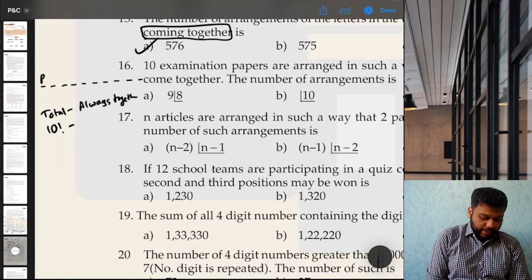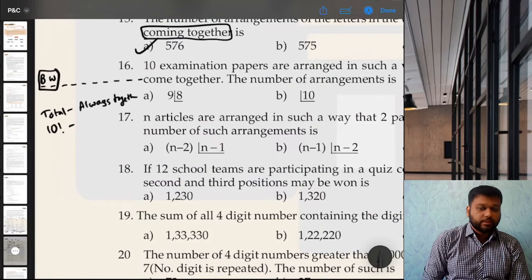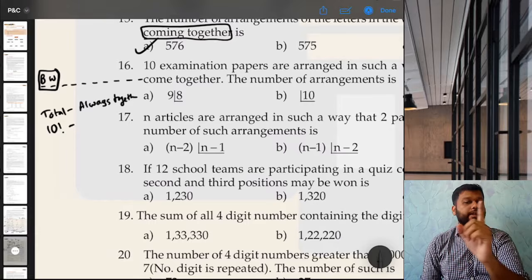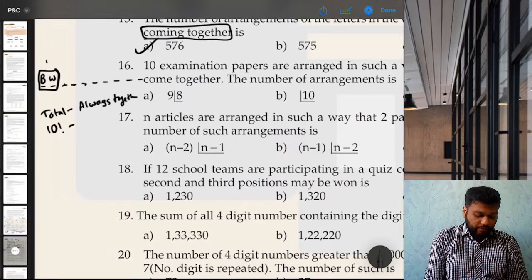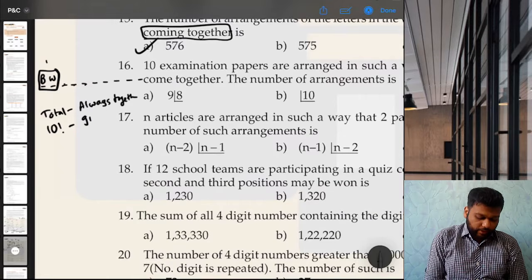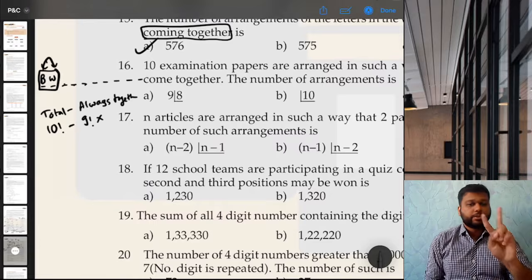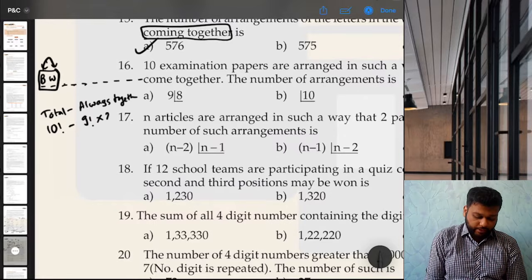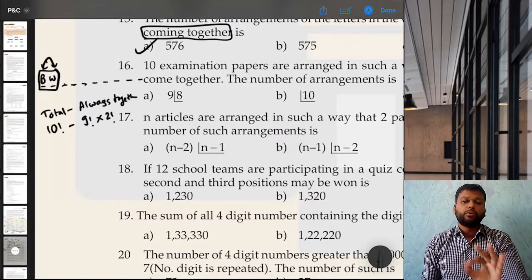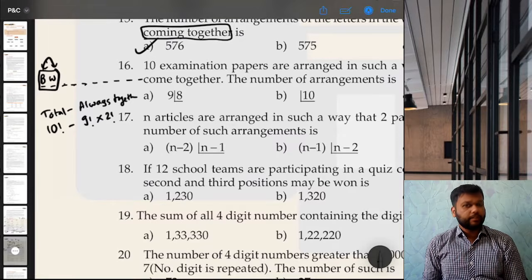So let's make best and worst paper as a box. Now that box is one paper, and there just count 1, 2, 3, 4, 5, 6, 7, 8, 9. There will be 9 places, right? So 9 factorial ways to arrange, multiplied by this B and W, best and worst, you can rearrange in 2 factorial ways. So 10 factorial minus 9 factorial into 2 factorial, that will be the correct answer.